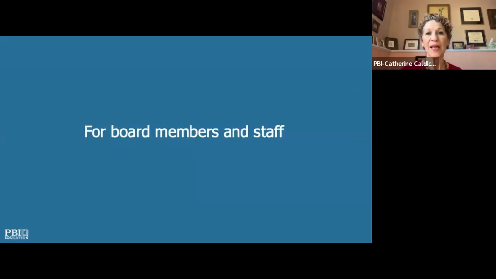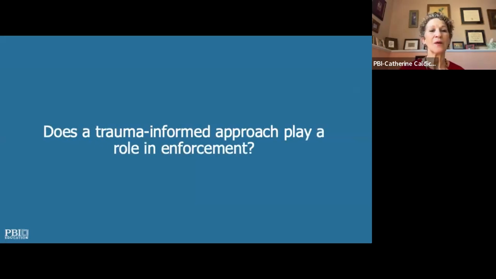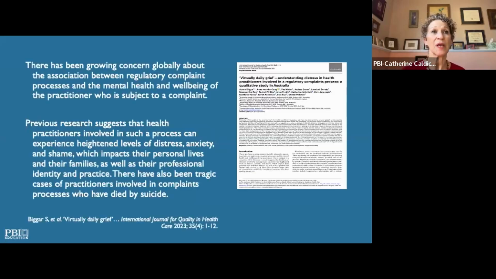I have just a couple of slides that are really more focused on board members and staff as compared to PHP folks, although I think there are elements that are applicable to everyone here. So the question: does a trauma-informed approach play a role in enforcement?